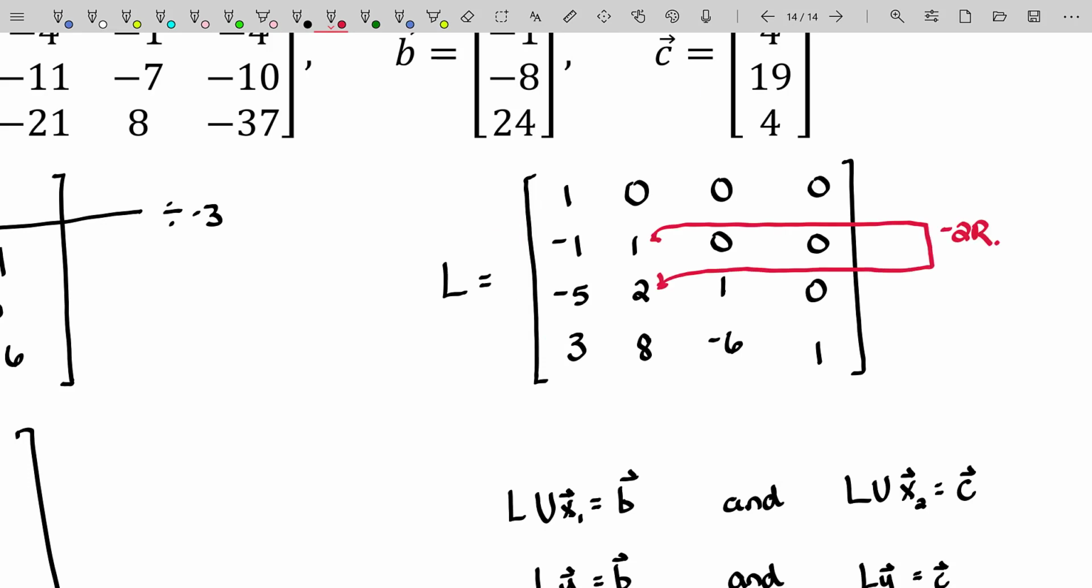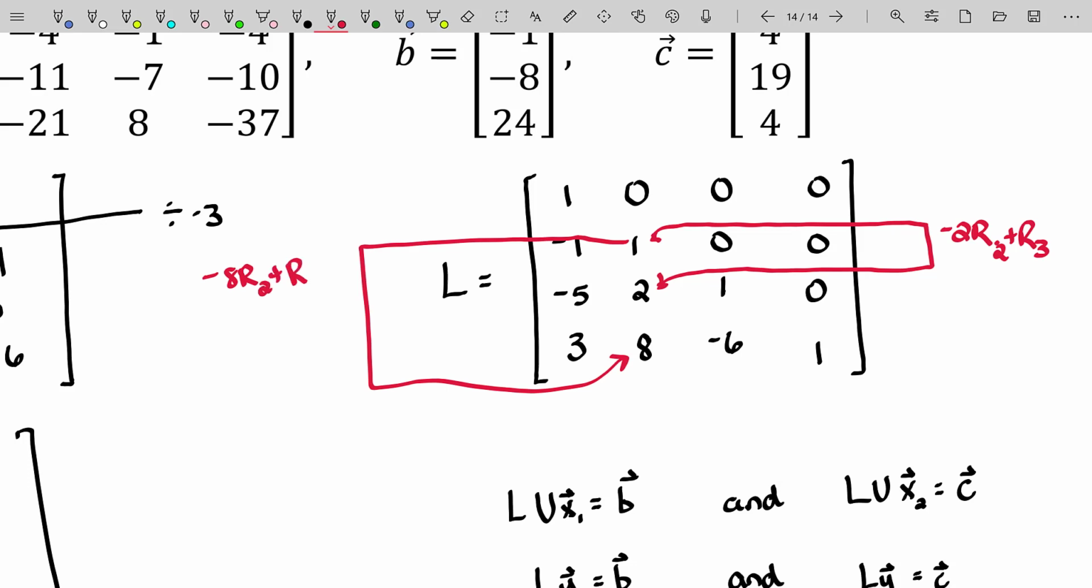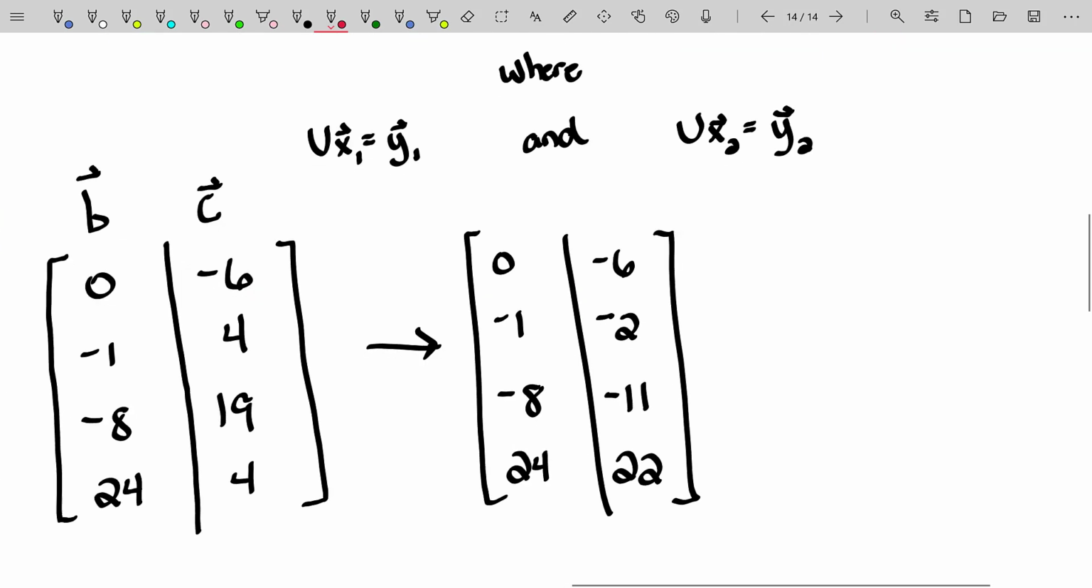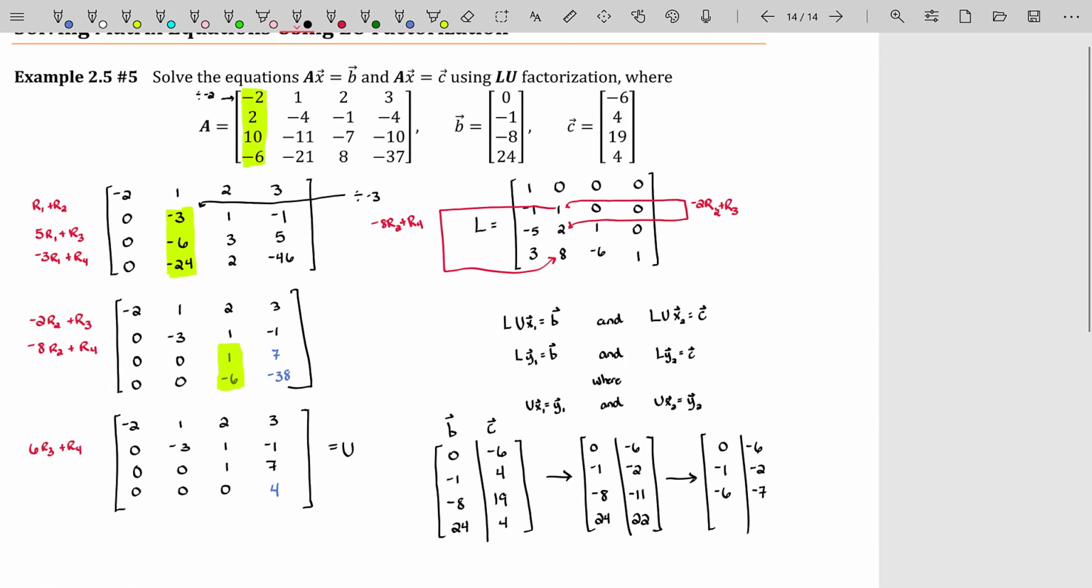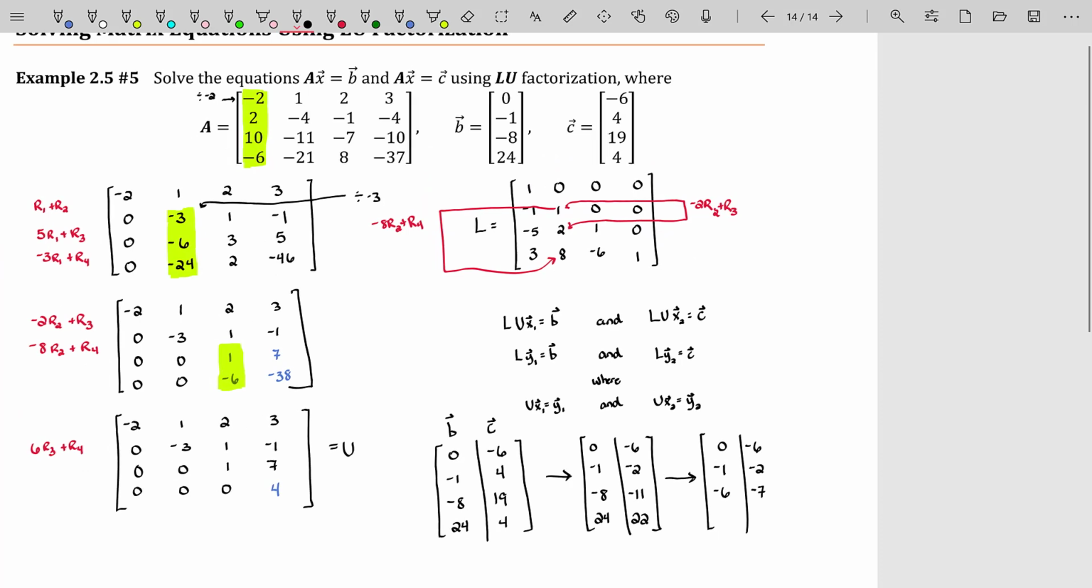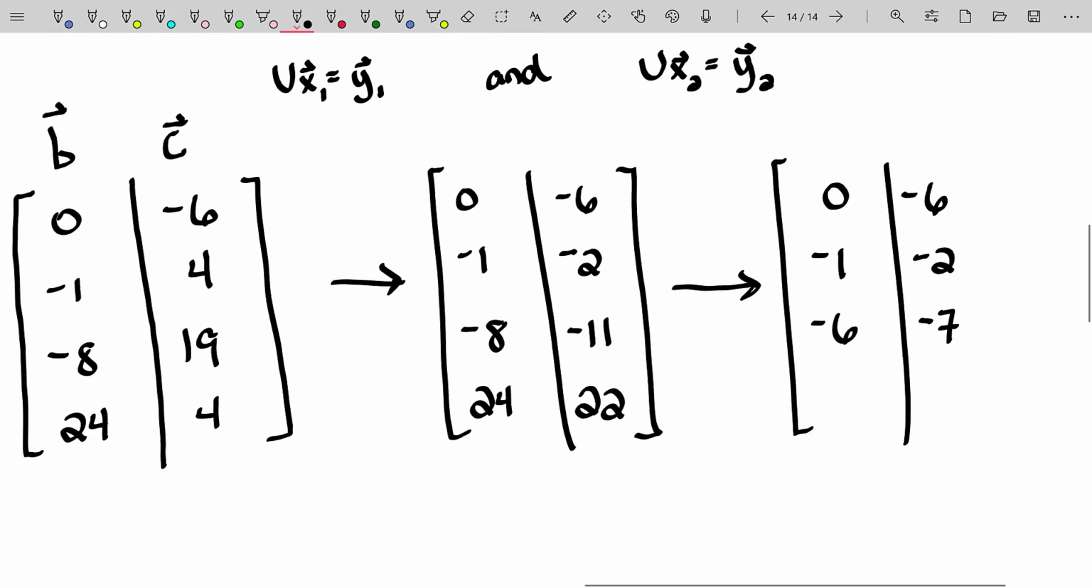I'm going to take -2 row 2 and add it to row 3. And I might as well just say this simultaneously. I'm also going to take -8 row 2 and add it to row 4. That should kill off those elements. So -2 row 2 added to row 3. And let's see, what was the other one? -8 times row 2 and add it to row 4.